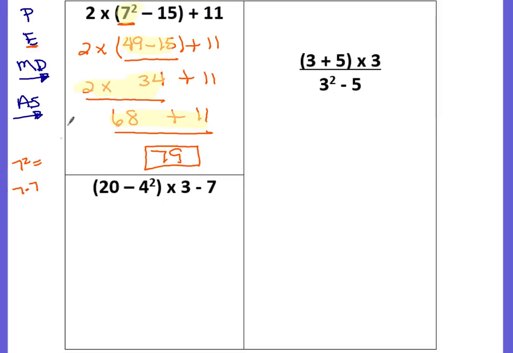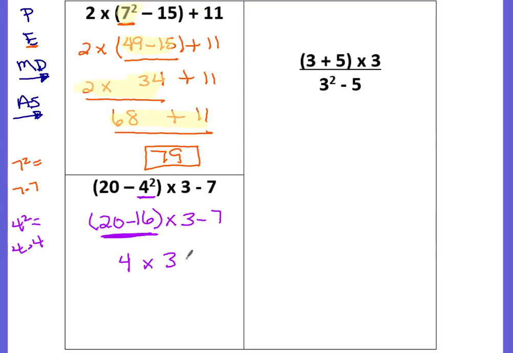Okay, here we go. PEMDAS, parentheses. We do have parentheses. We have a subtraction and we have an exponent. So PEMDAS says the exponent comes first. So I want to do my 4 squared. And 4 squared means 4 times 4, which is 16. I still have the parentheses, 20 minus 16, close the parentheses, bring down the times 3 minus 7. I'm still working in my parentheses, so 20 minus 16 is 4. Bring down the times 3 minus 7.